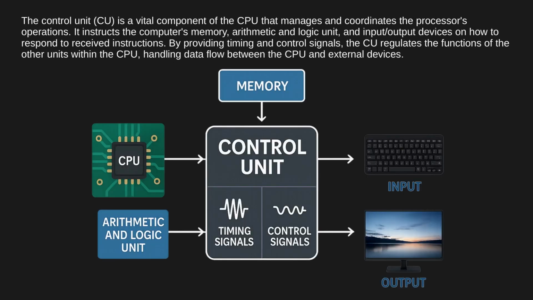The control unit, CU, is a vital component of the CPU that manages and coordinates the processor's operations. It instructs the computer's memory, arithmetic and logic unit, and input-output devices on how to respond to received instructions. By providing timing and control signals, the CU regulates the functions of the other units within the CPU, handling data flow between the CPU and external devices.